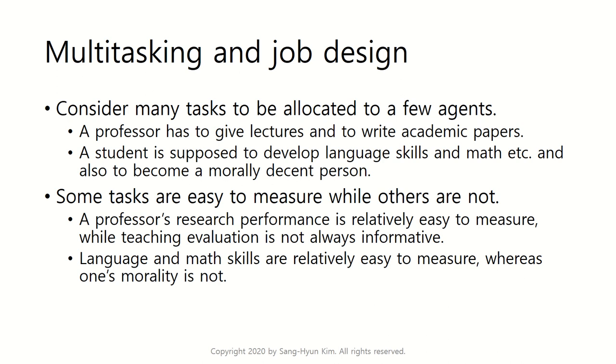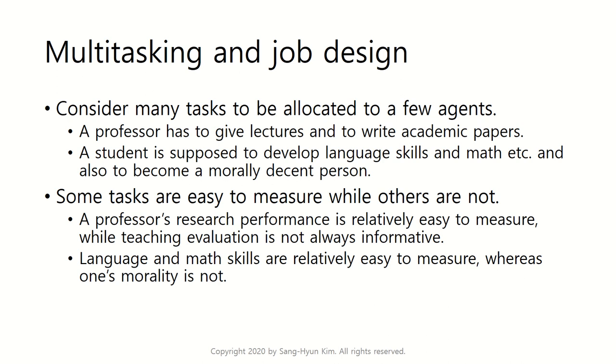And move on to the next bullet point. Some tasks are easy to measure while others are not. So the problem is, there are multiple tasks, and to design a job or to consider the relationships among these tasks, there are many things that we have to consider, right? In reality, probably the logistics are very important, and probably people's abilities are heterogeneous, so we have to think about that as well. But in this discussion, we want to focus on a particular aspect of tasks, which is measurability.